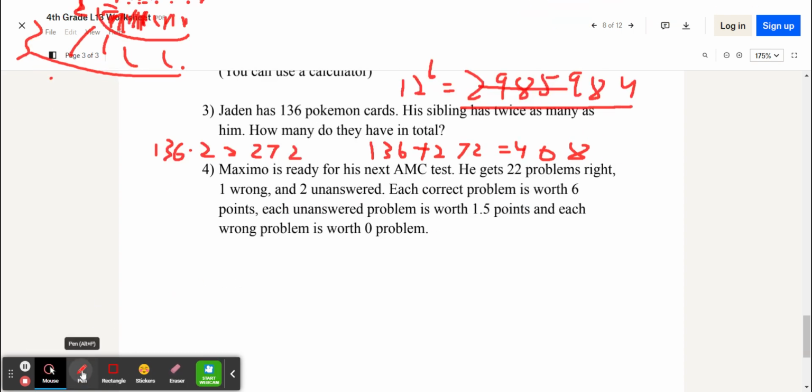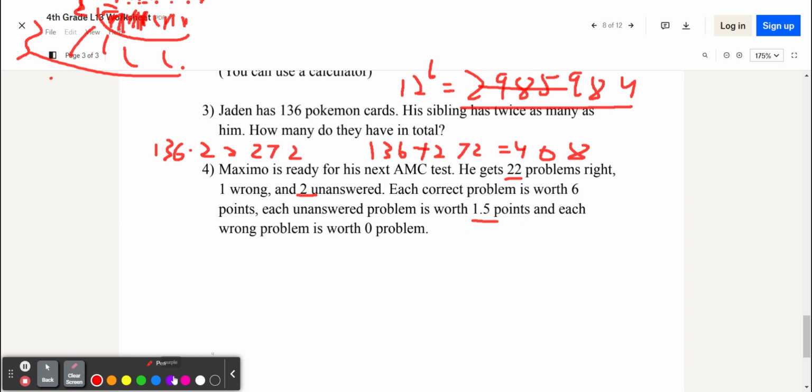And then for the last question, Maximo is ready for his next AMC test. The AMC is the American Mathematics Competition. He gets 22 problems right, 1 wrong, and 2 unanswered. Each correct problem, these 22, is worth 6 points. Each unanswered problem, these 2, is worth 1.5 points. And each wrong problem is worth 0 points. That's supposed to be points.